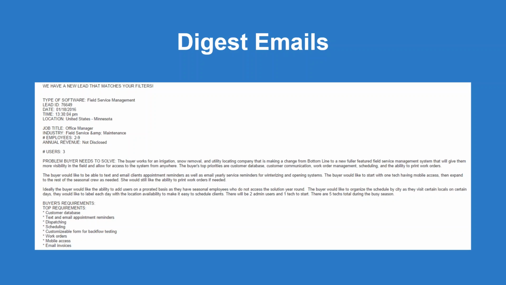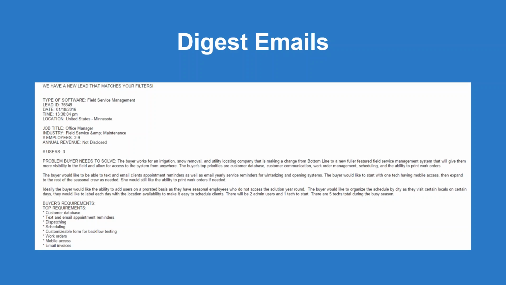So in the details, we list the type of software the buyer is looking for, designated Capterra ID lead number, date and timestamp, and then the location of the lead. So we release leads in the US, Canada, Europe, New Zealand, and Australia. So you're going to want to pay attention to the location in case this isn't an area that you service or an area that you're not interested in.